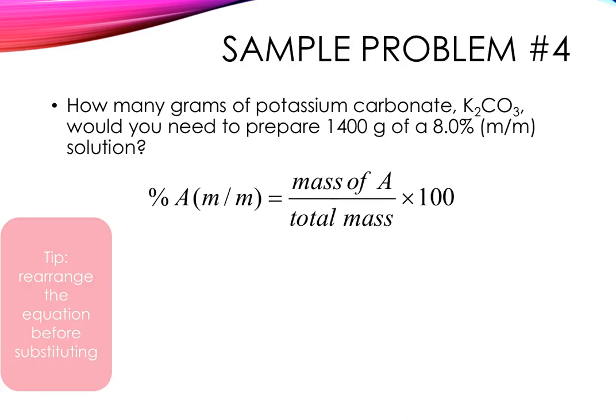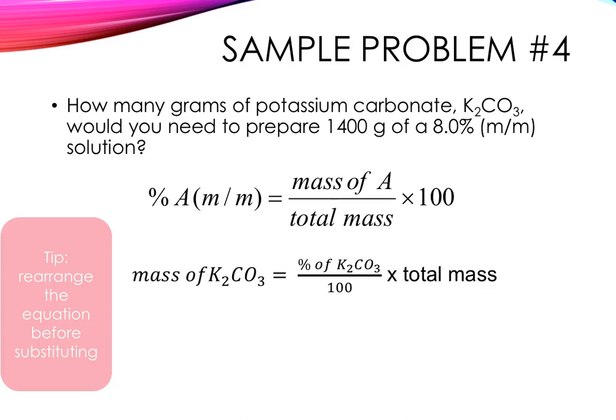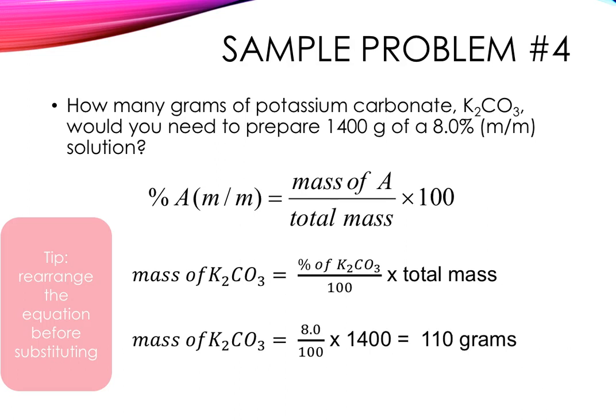I always recommend rearranging first before substituting. I know some of you don't like to do that, but it's really in your best interest, folks. So the mass of the potassium carbonate would be the percent of the potassium carbonate divided by 100 times the total mass of the solution. So I substitute and evaluate. So it was 8% of 1,400 would be 110 grams. Again, I only know things to 2 sig figs, so that's how I reported it.